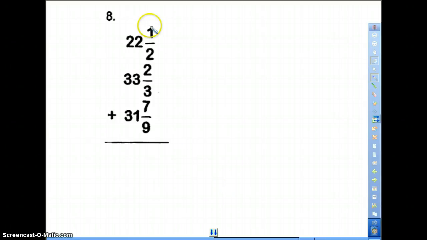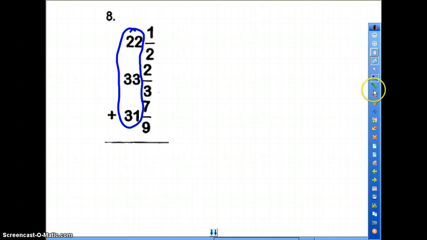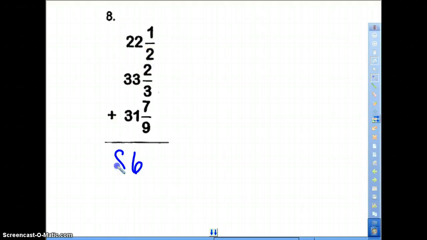When you're adding fractions and the denominators are different, what do you have to do? Yeah, you have to have a common denominator, okay? Well, let's start with the easy part. Let's add these pieces together. Let's add all of our wholes together. All right, let's do that first. Let's see. 2 plus 3 is 5, plus 1 more is 6. Okay. 3 plus 3 is 6, plus 2 more is 8.